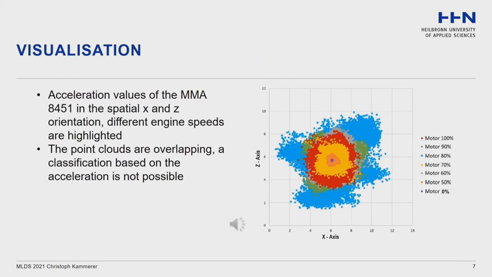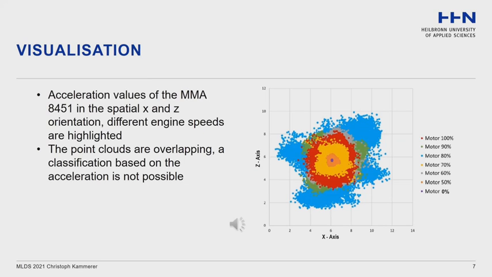On this slide, there is a visualization of one such dataset. It depicts the spatial acceleration in X and Z orientation of the MMA 8451 acceleration sensor. The 7 different rotational speeds are highlighted in different colors.